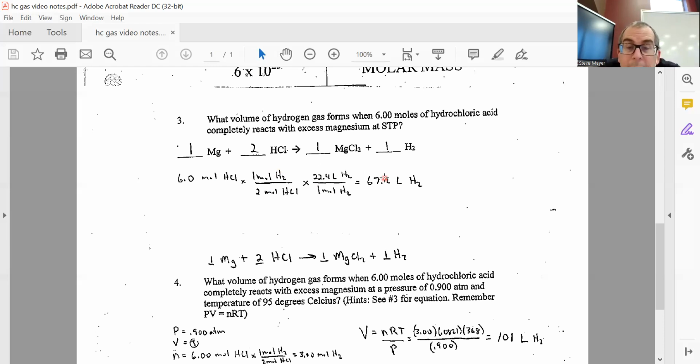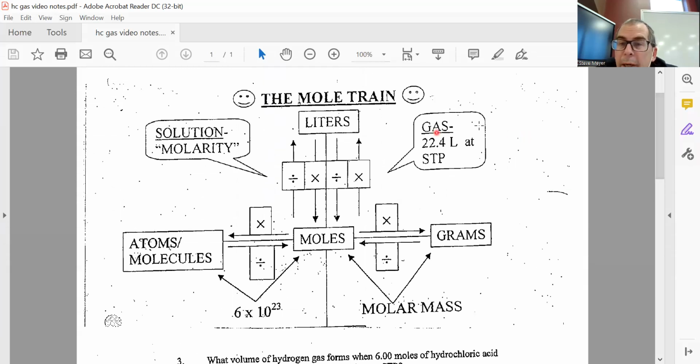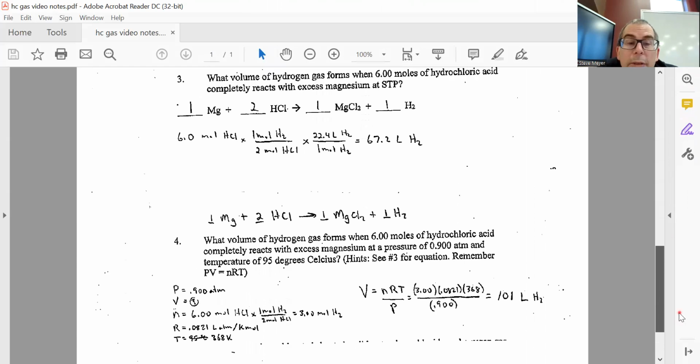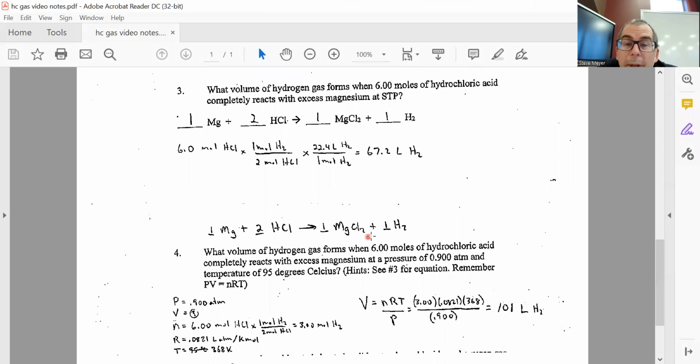Now, what happens if you are not at standard temperature and pressure, which is 273 Kelvin or 0 degrees Celsius, and 1 atmosphere pressure? Can you still solve these problems? The mole train doesn't say you can, but if you use PV equals nRT, you can end up solving this. And here's how we're going to do it. All right, so I'm going to just take a look at this problem right here. And it is the same problem with the same balanced equation.